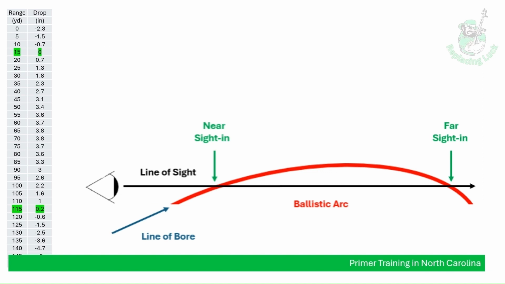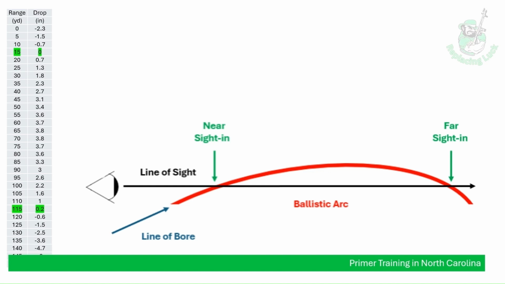Okay, guys, when you look at this graphic, if you look to the left, there is an inch drop chart. 15 yards and 115 yards are both highlighted in a green color. If you notice that the 15 yard, the inch drop is 0, and 115 yards, the inch drop is close to 0, as the mathematics will give us. That is your near at 15 and your far at 115.